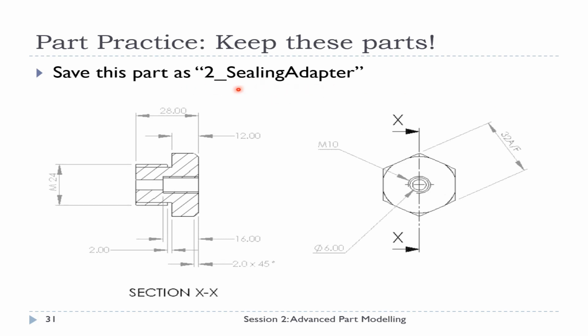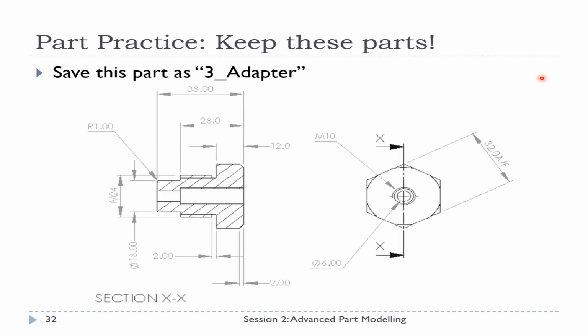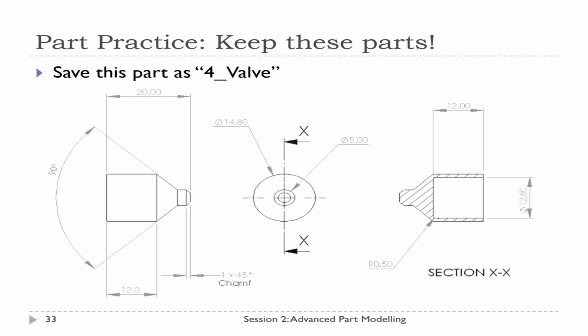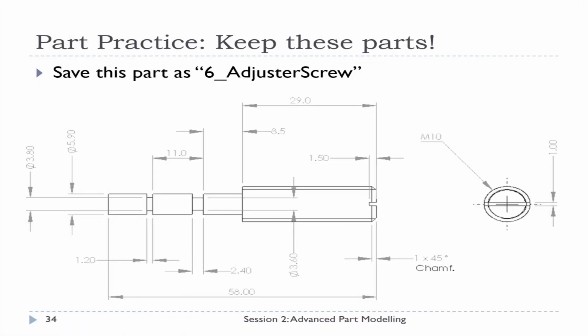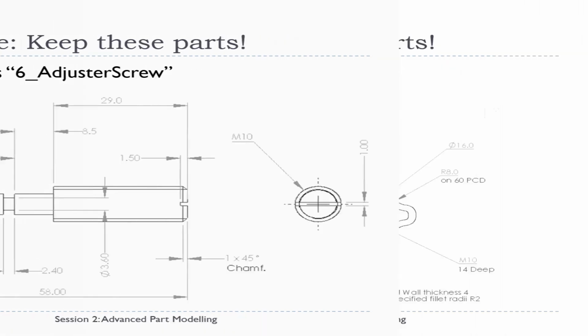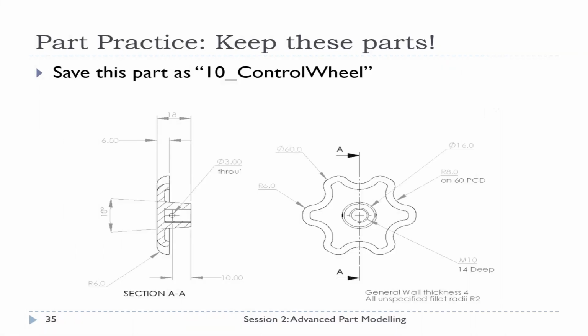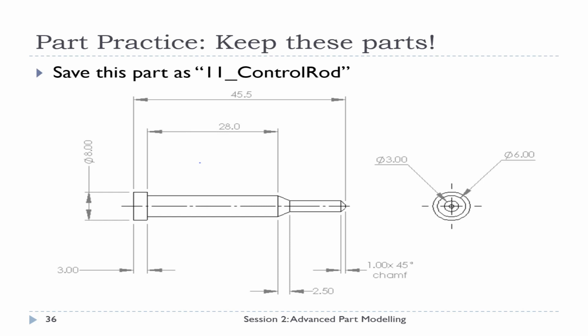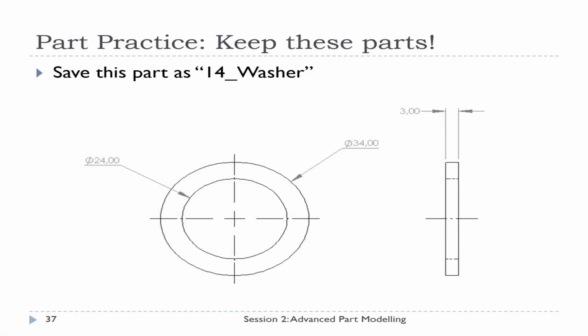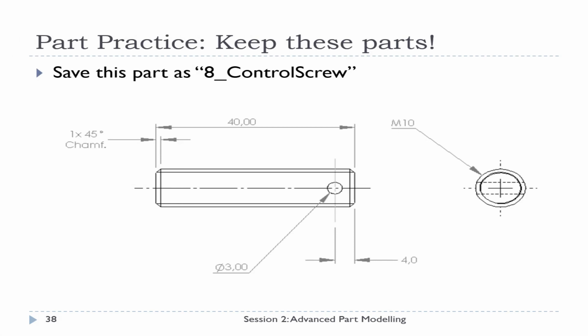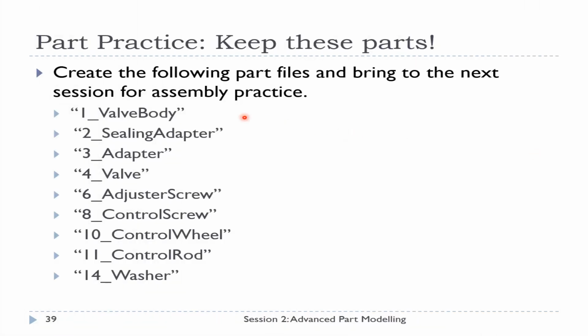So here we have a ceiling adapter, and then an adapter part, a valve body, adjuster screw, a control wheel, control rod, a washer, control screw. So here is the list of the parts that you need to complete. Please save them with these names and just bring them to the next session for assembly practice.